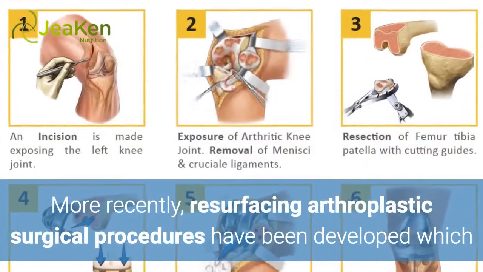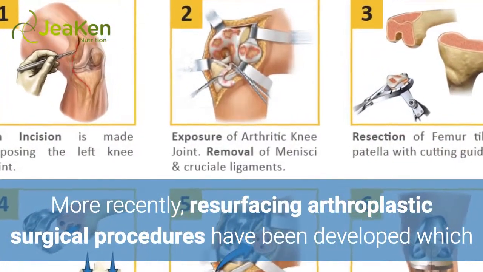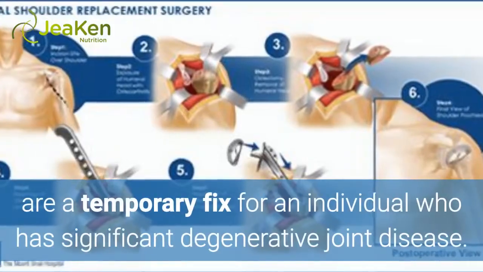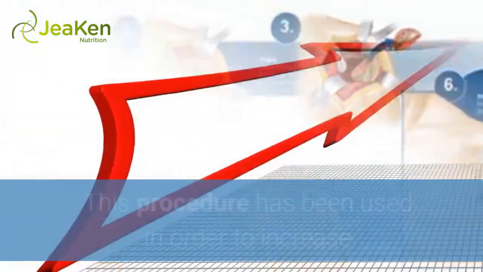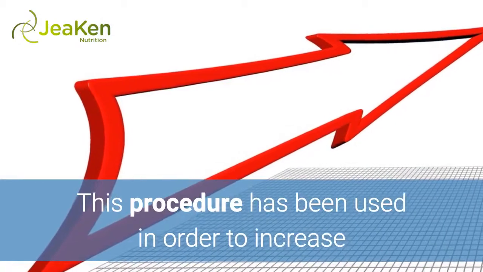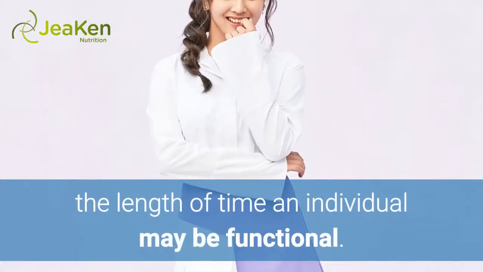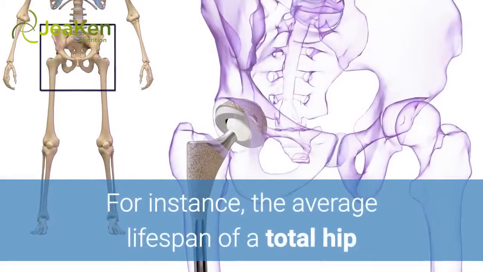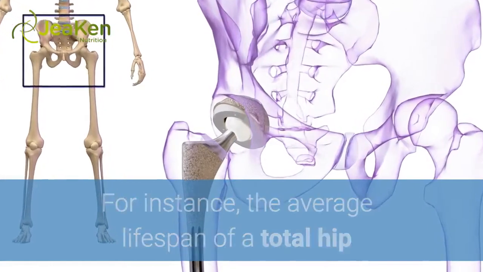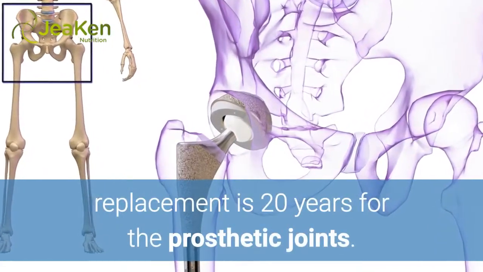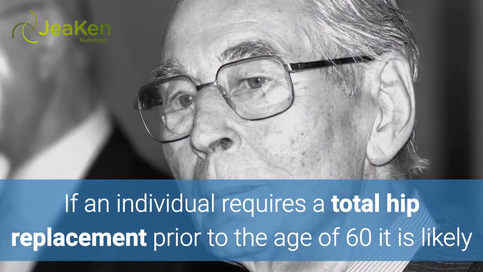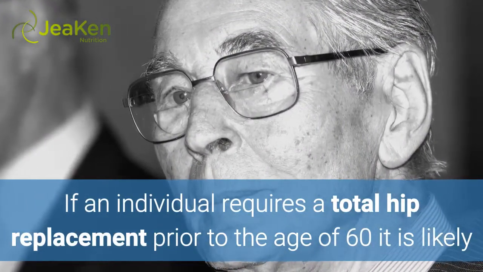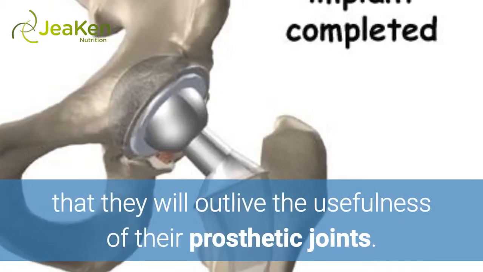More recently, resurfacing arthroplastic surgical procedures have been developed which are a temporary fix for an individual who has significant degenerative joint disease. This procedure has been used in order to increase the length of time an individual may be functional. For instance, the average lifespan of a total hip replacement is 20 years for the prosthetic joints. If an individual requires a total hip replacement prior to the age of 60, it is likely that they will outlive the usefulness of their prosthetic joints.